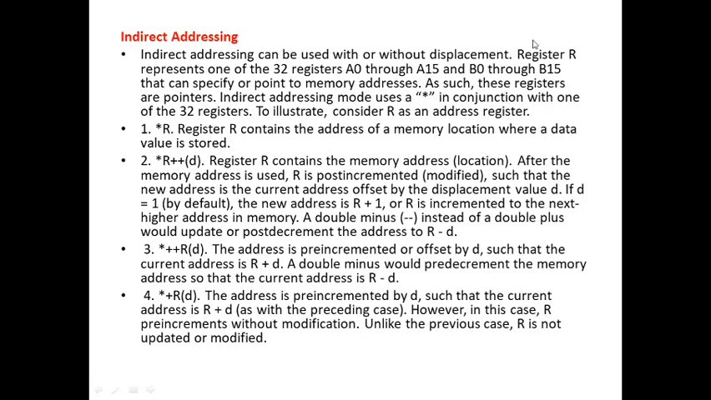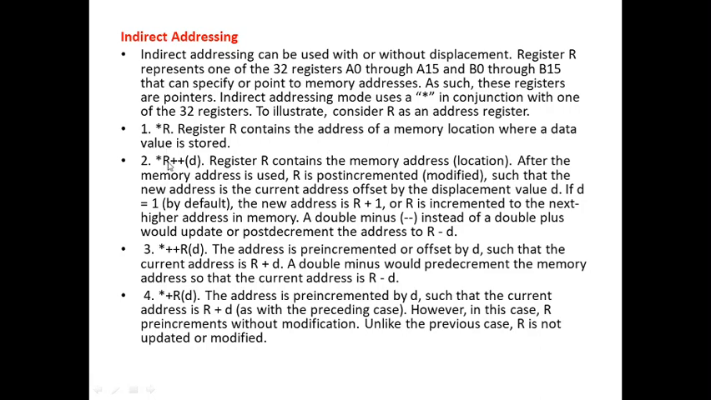A particular register R represents one of the 32 registers A0 to A15 and B0 to B15 that can specify or point to a memory address. As such, these registers are called pointers. Indirect addressing mode uses a star in conjunction with one of the 32 registers. To illustrate this, consider R as an address register. So star R: register R contains the address of a memory location where a data value is stored, which is just the general concept of a pointer.